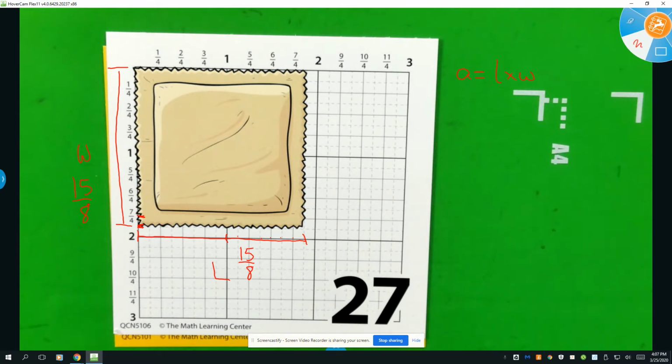Now, I'm going to do both of them as just simple improper fractions. So we have area equals 15/8 times 15/8. Now, none of these, so the 8s cannot cross cancel with these 15s because they do not share a common factor other than 1. So I've got to go 15 times 15. So quickly do 15 times 15.